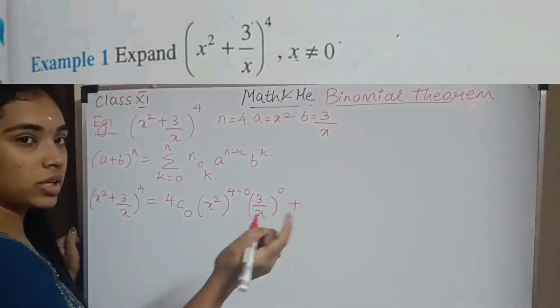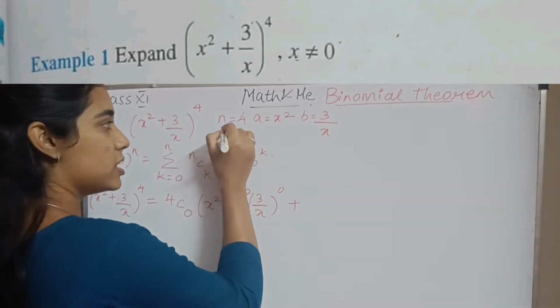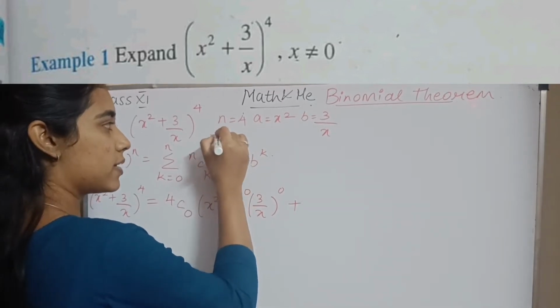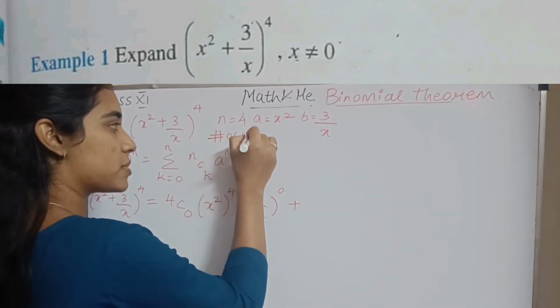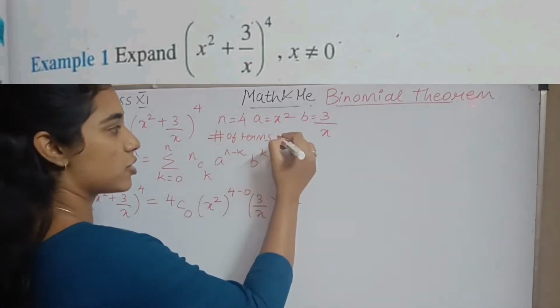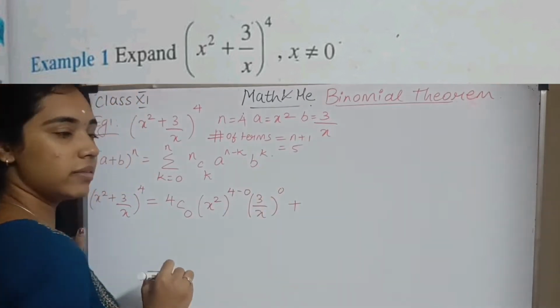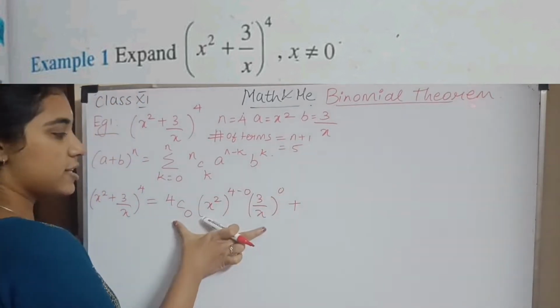Plus, how many more terms do you have? When your power is 4, the number of terms is 5. The hashtag represents number of terms. It is just a way of representing. So the number of terms is n plus 1, which is equal to 5. So you should have 5 terms. This is your first term.